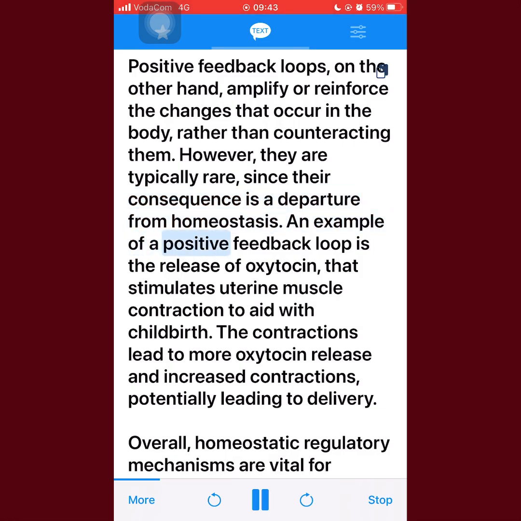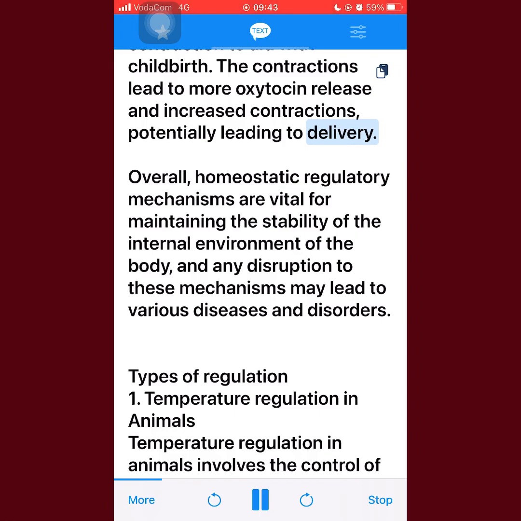An example of a positive feedback loop is the release of oxytocin, that stimulates uterine muscle contraction to aid with childbirth. The contractions lead to more oxytocin release and increased contractions, potentially leading to delivery. Overall, homeostatic regulatory mechanisms are vital for maintaining the stability of the internal environment of the body, and any disruption to these mechanisms may lead to various diseases and disorders.